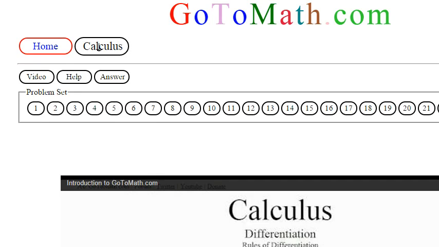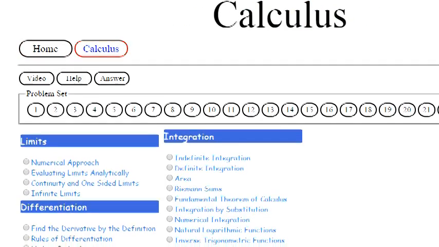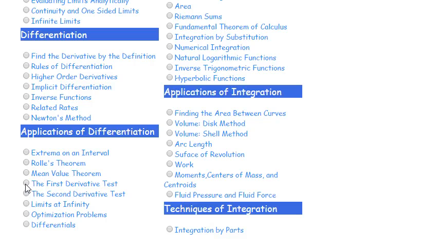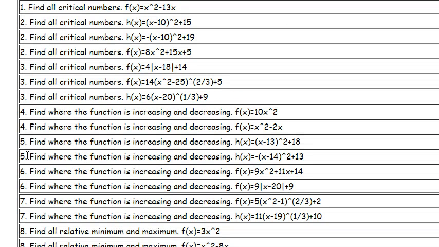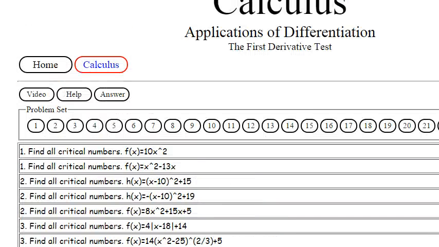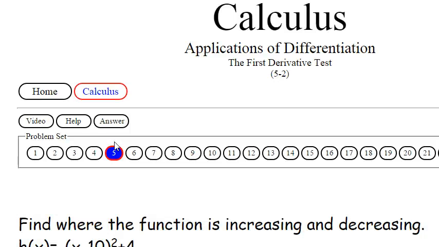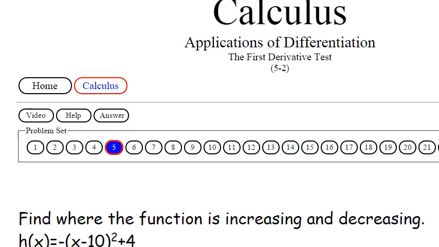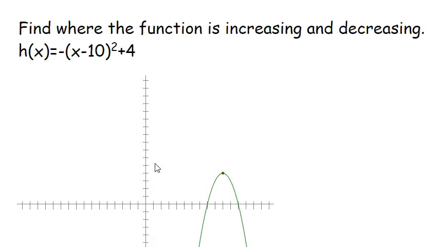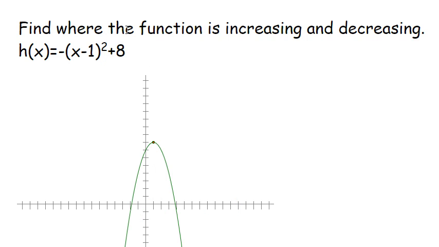We're at gotomath.com working some calculus. Let's go down to the first derivative test, and I believe we're going to be doing this one right here. It looks pretty easy. 5-2, look at that, it comes right up. Let's click again. I don't know, we'll do that one.